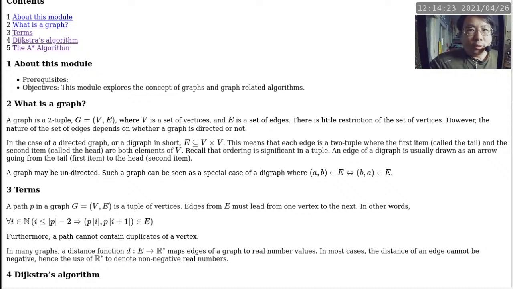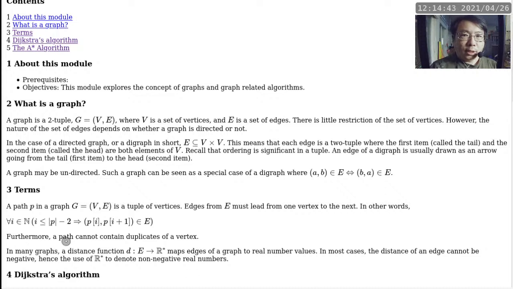All right, so we are moving on to section 3. Section 3 talks about terms, and it used to be a lot longer than this, but I found out that a lot of terms really are not needed in the discussion of the algorithms, and that's why I do not introduce those extra terms.